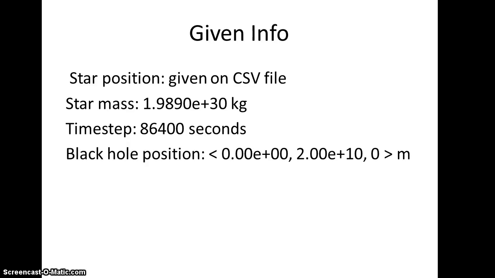The given information before the lab was the star's position, which was given in the CSV file, the star's mass, which is 1.989 times 10 to the 30 kilograms, and the time step for 1 day, which is about 86,400 seconds. Also given to us is a specific position of the black hole, which in our case is 0 in the x position and 2 times 10 to the 10th meters in the y direction.